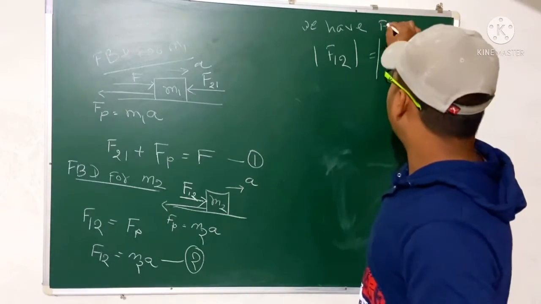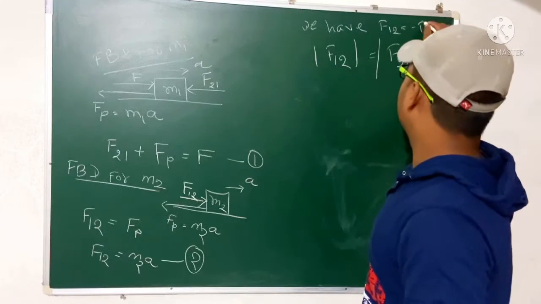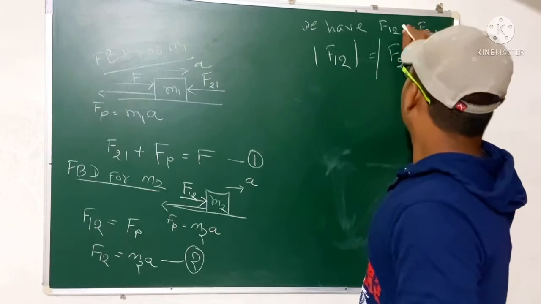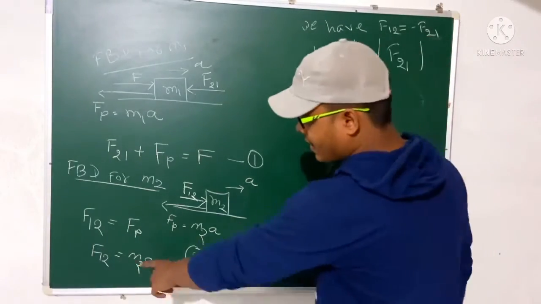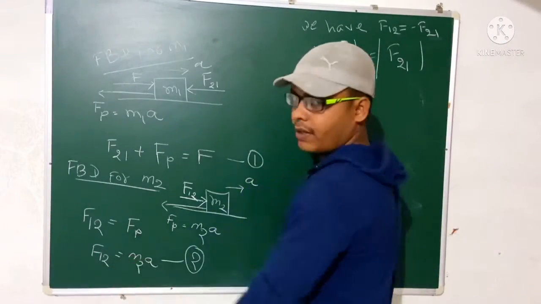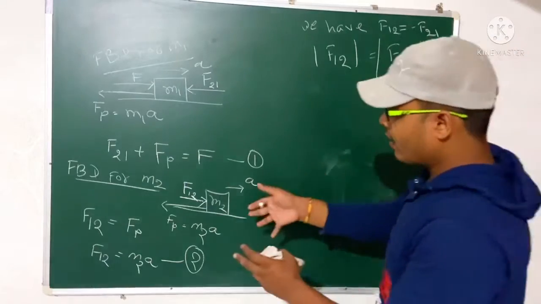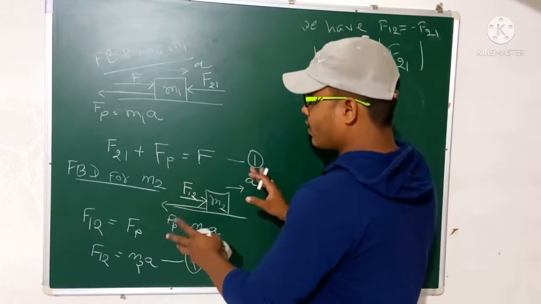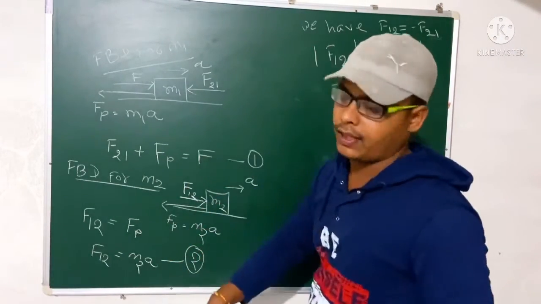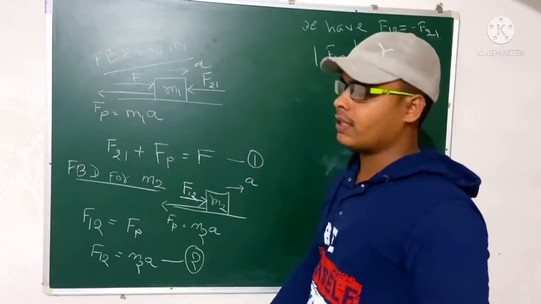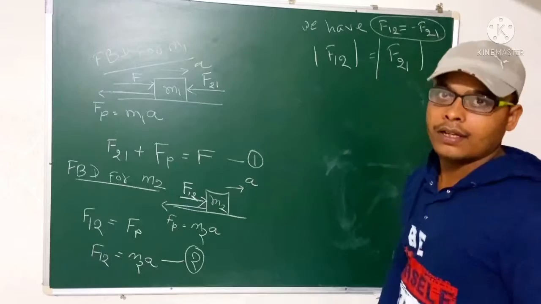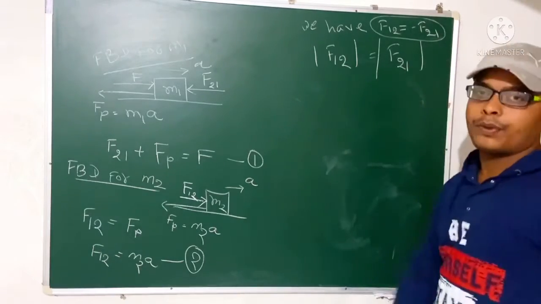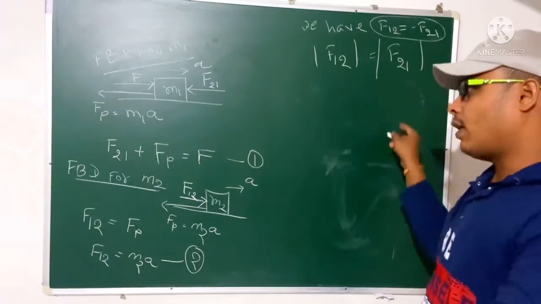I know that F12 equals minus F21, correct? But I cannot put F12 as minus F21 here, because we have already discussed the direction. I have already mentioned the direction. That's why this negative sign is due to direction only. Otherwise, F12 equals F21, right?